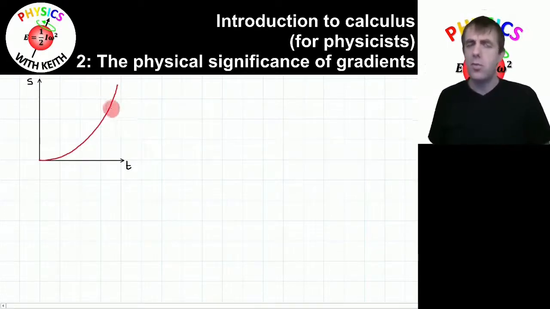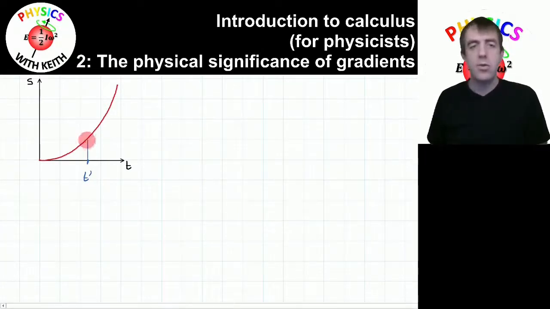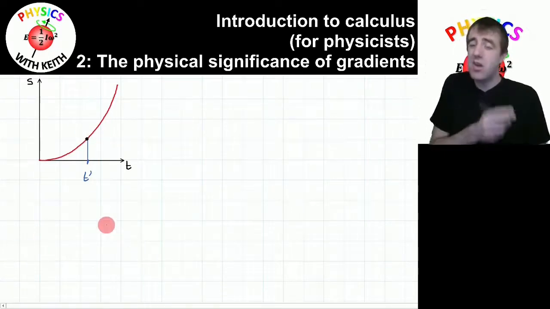And you can see we've got a problem. This is no longer a straight line. So let's say we want to calculate what the velocity is at a time t prime. It's just some time, it could be 2 seconds, it doesn't matter. We need to find out what the gradient of the line is at this point. The problem is the line's a curve.